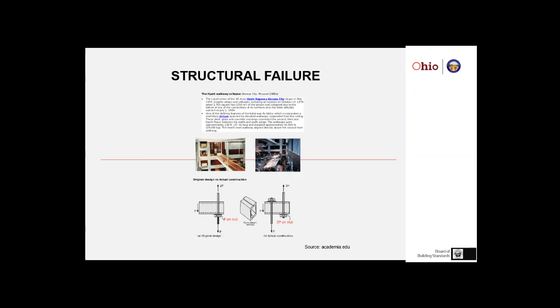Let's look at a different type of disaster. This is a structural failure that occurred in Kansas City. This was at the Hyatt Regency Hotel in 1981. 114 people died and 216 were injured. The cause of this tragedy was a structural overload resulting from design flaws. Two walkways, which were suspended from the ceiling, as you can see here, collapsed in a multi-story atrium, one on top of another.